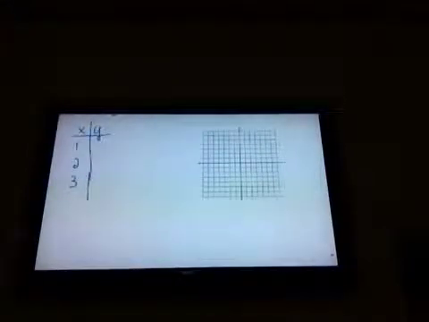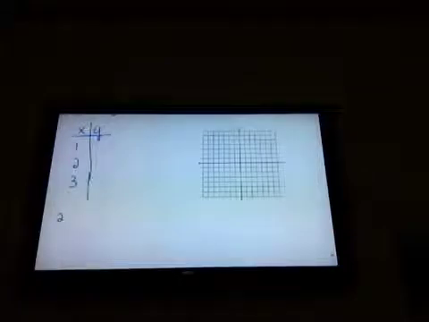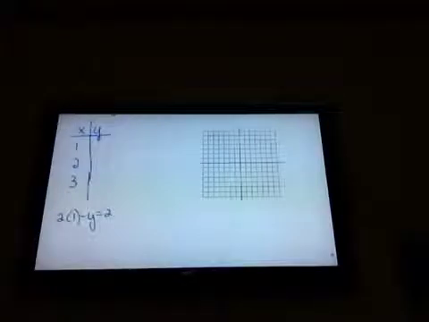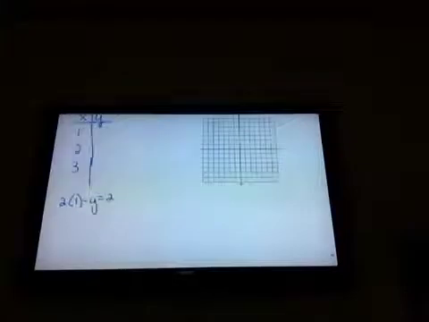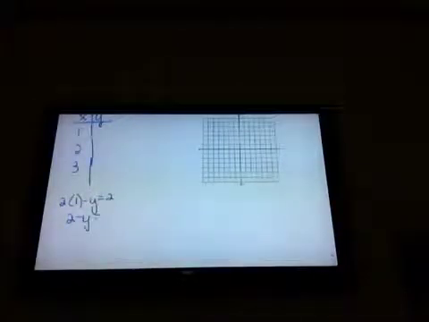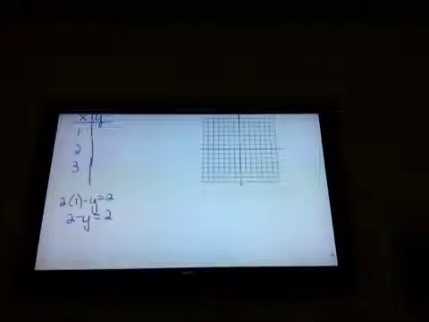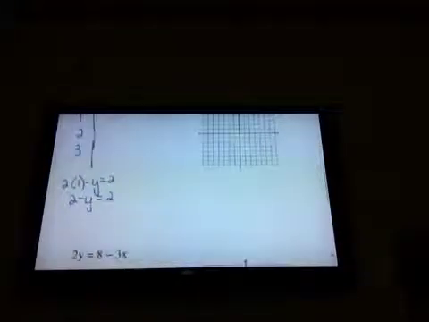So I'll start with my 1. So 2 times 1 minus y equals 2. I can already see that's going to give me 0. I'm going to finish working it so you can see it. I'm solving, so to get that y by itself, I have to subtract 2.